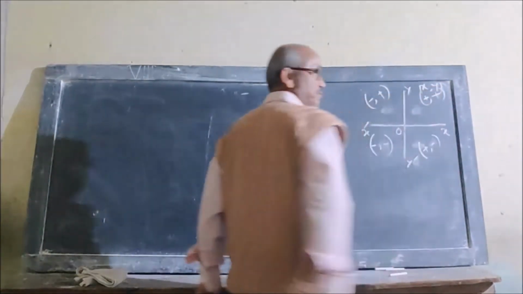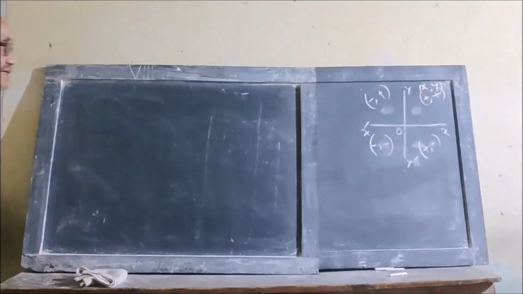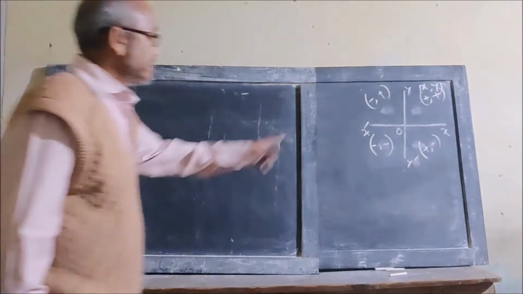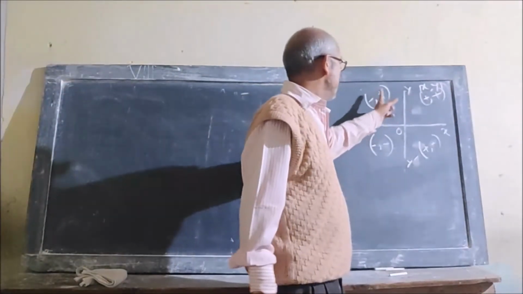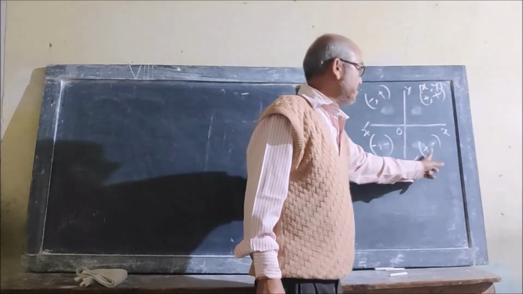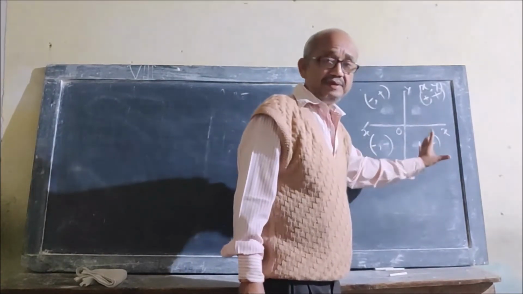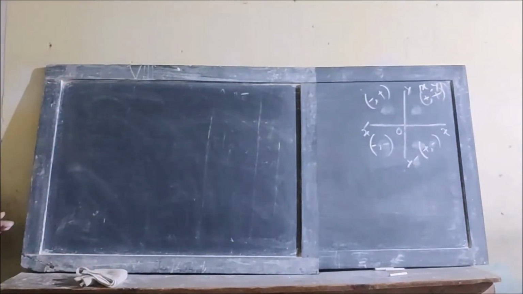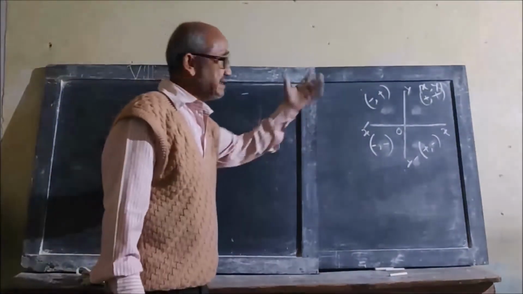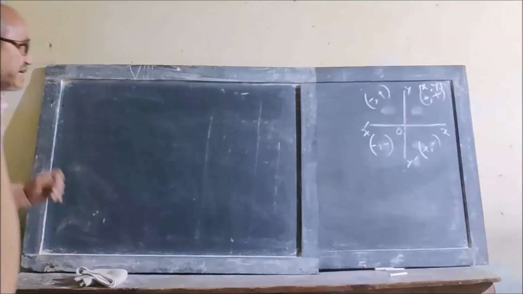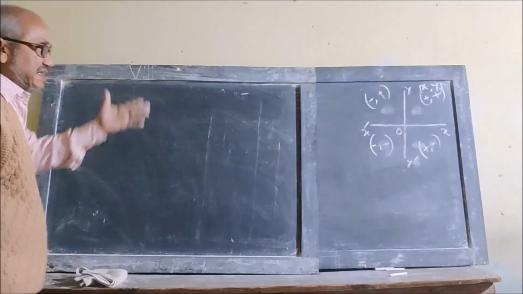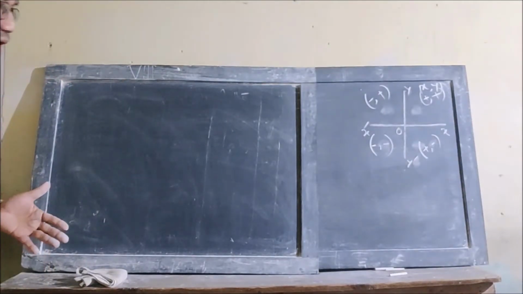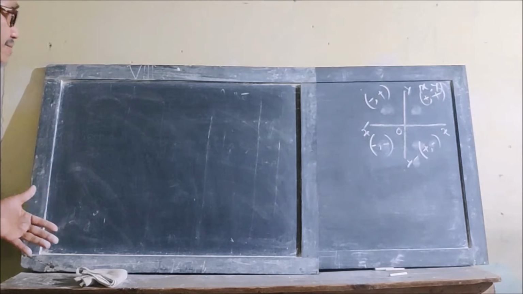Suppose that is X, the abscissa, and Y is the ordinate. In every case, we have X, Y, X, Y, X, Y. What may be the sign of these two coordinates? Now, in the next pattern, I am going to discuss that.